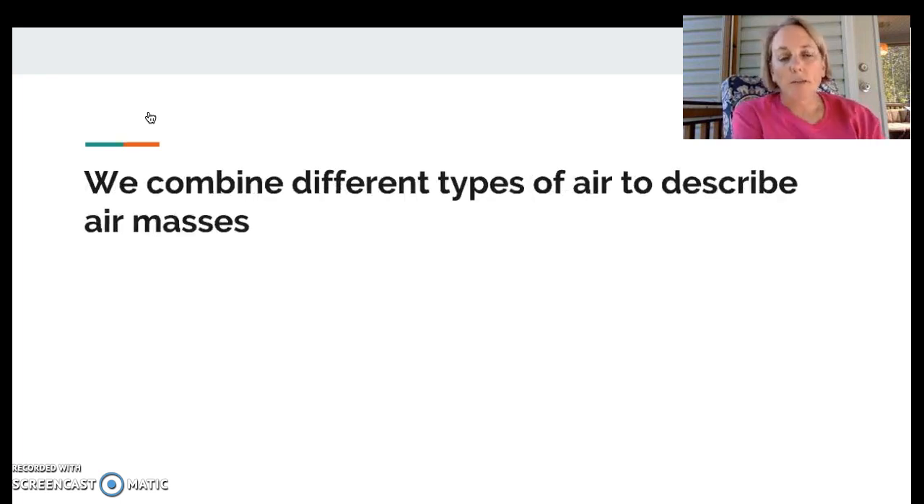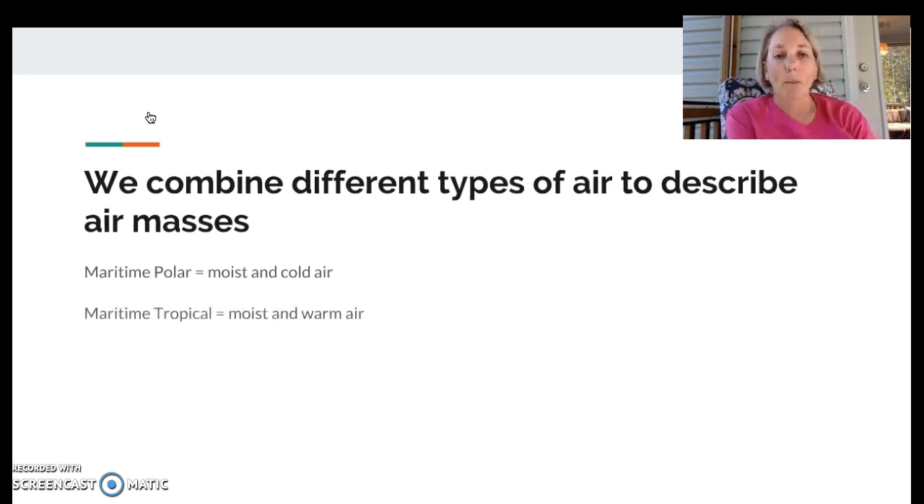We can combine those things to create different air masses. So for example, we could have maritime polar. That would be moist, cold air. Okay, so it could form off of a body of water that is cold, like the Arctic Ocean, hence the maritime. All right, moist air because it formed off an ocean, cold because it was originated in a cold place.